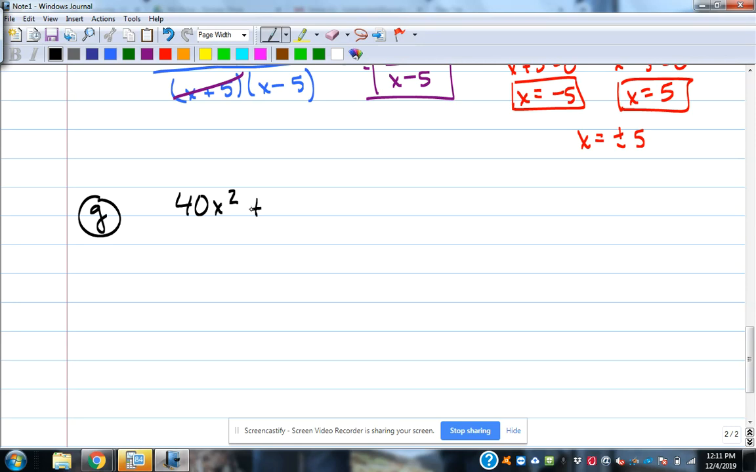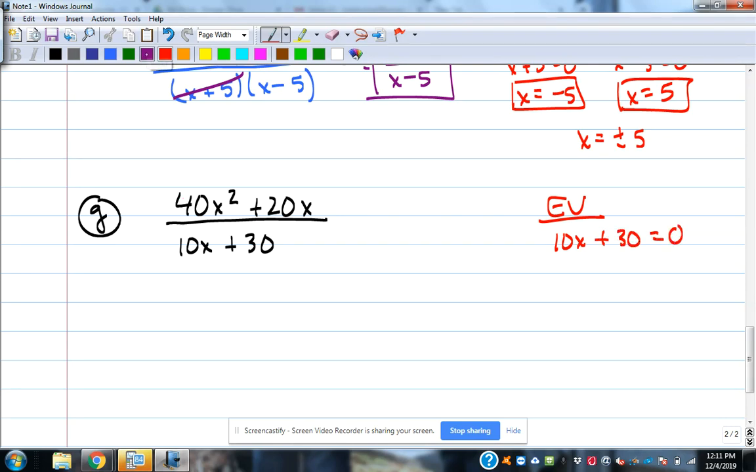40x squared plus 20x over 10x plus 30. This one kind of threw some people; it doesn't do as much as you'd think it would. Yeah, if we factor the top. But before we do that, let's find our excluded values, and we'll go back and do that.